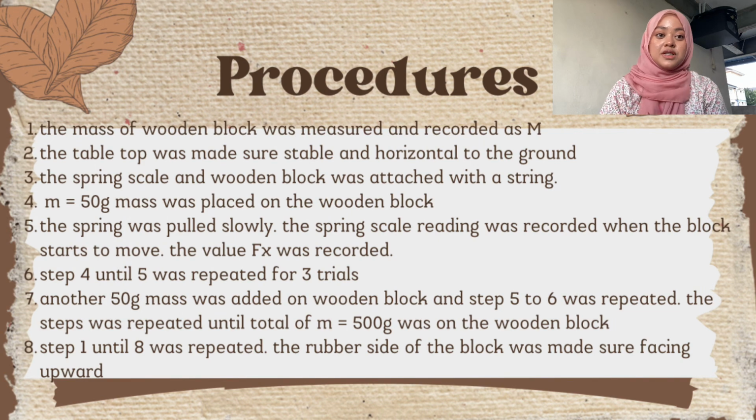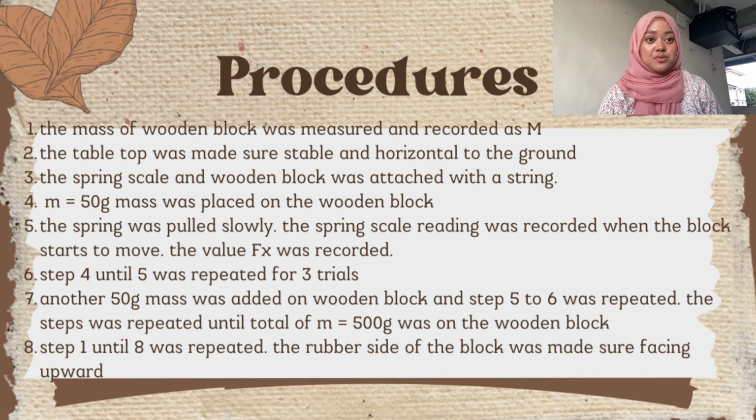Here are our procedures in experiment 5. First, the mass of the wooden block was measured and recorded as m. Next, the tabletop was made sure to be stable and horizontal to the ground. Furthermore, the spring scale and wooden block were attached with a string. Next, a 50-gram mass was placed on the wooden block. Next, the spring scale was pulled slowly. The spring scale reading was recorded when the block starts to move.